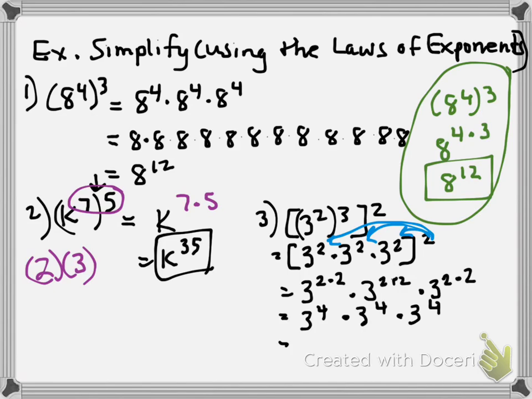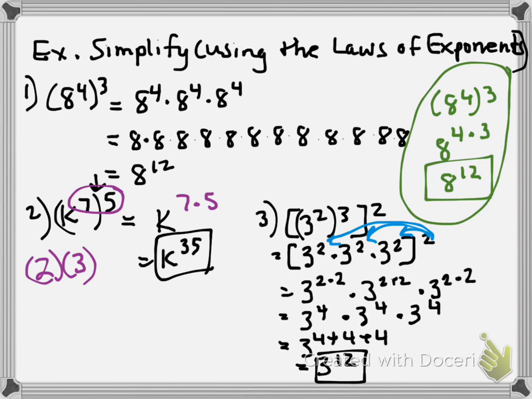Alright? What can I do to the exponents when I have a multiplication problem and the bases are all the same? Sean? That's when I would add. And I get the answer of 3 to the 12th power. Now, here's my question. Could I have done that faster? Yes. Okay, what could I have done at the very beginning to get my answer?